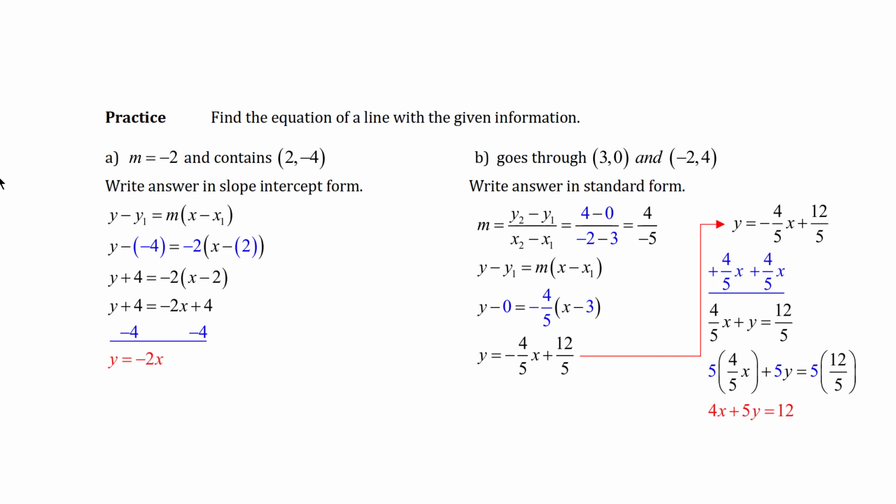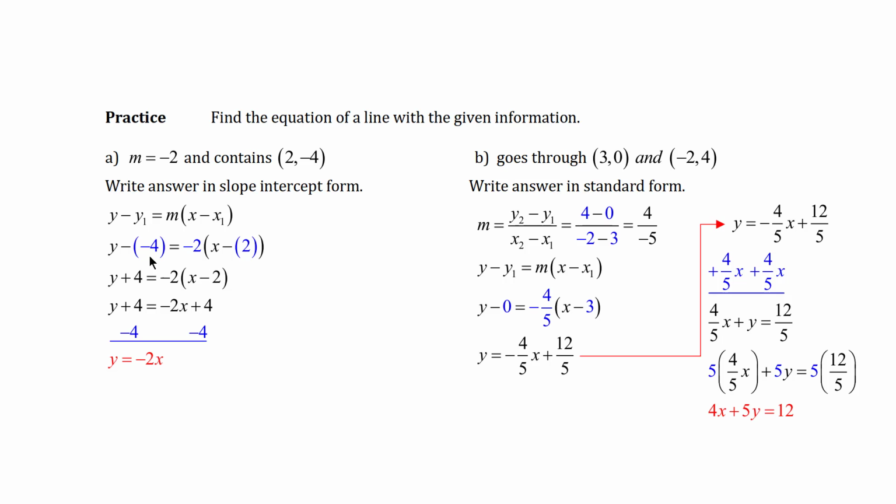Alright, so let's get started with part A. For part A, we just go ahead and substitute in our value of negative 2 in for the slope, and the point 2, negative 4 for our x1 and y1 in the point slope equation. We get y minus negative 4 equals negative 2 times the parentheses x minus 2 close parentheses.